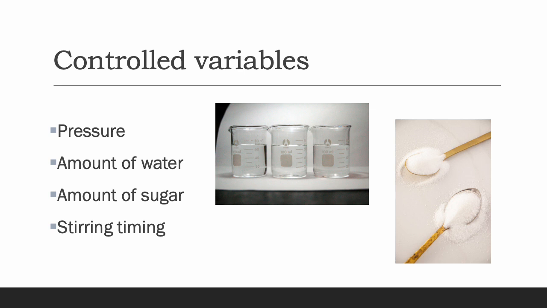You might guess that we're done with the variables, but no. Actually, there is another type of variable called controlled variables, which in this case are going to be pressure, amount of water, the amount of sugar, and the stirring timing. You might think, what is the meaning of controlled variables? Basically, controlled variables are things that are the same in each and every experiment that we do, so they will never change.